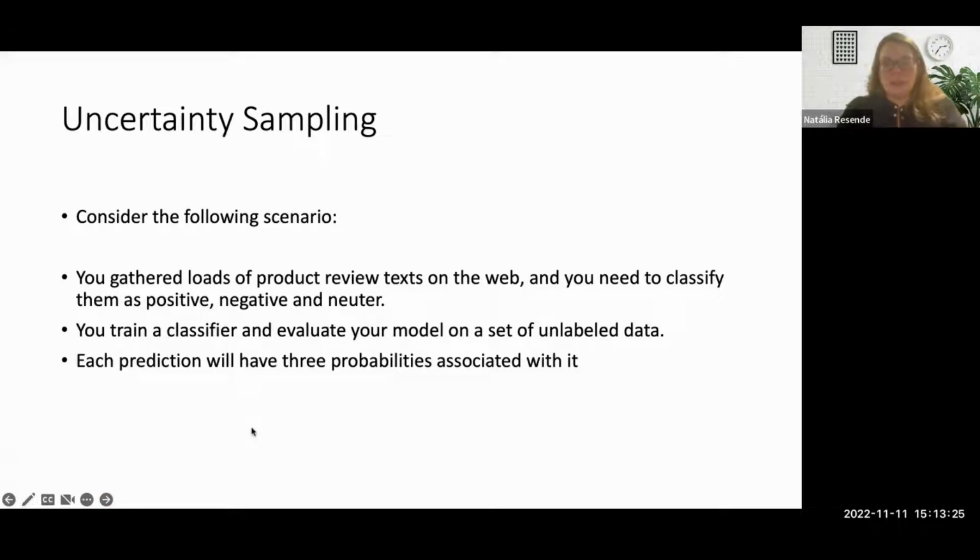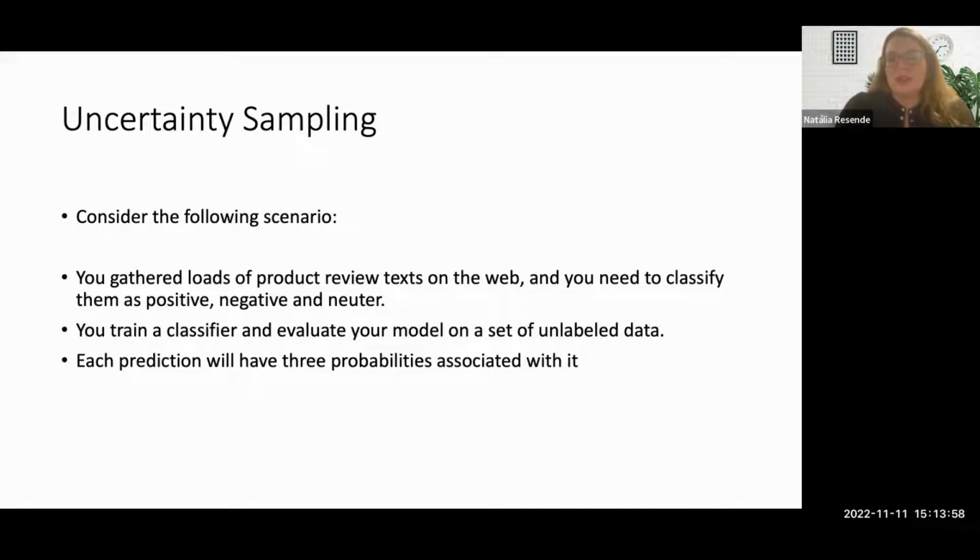Uncertainty sampling. Let's consider the following scenario. You gather loads of product review texts pulled from the web, and you need to carry out a sentiment analysis on these product reviews. You have to classify these reviews as positive, negative, or neutral. Then you train a classifier and evaluate your model on a set of unlabeled data.